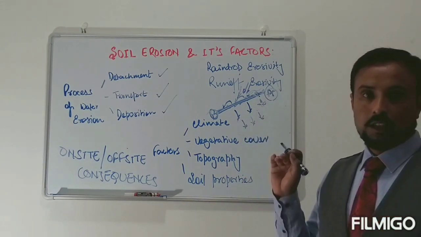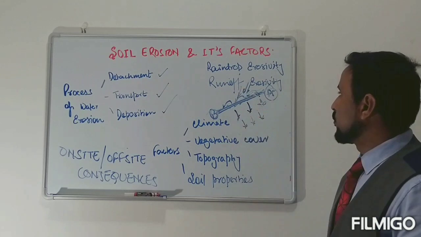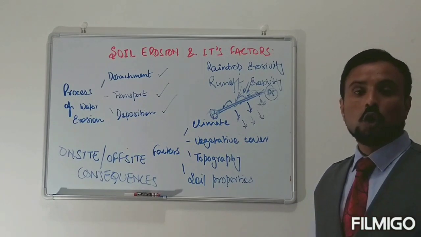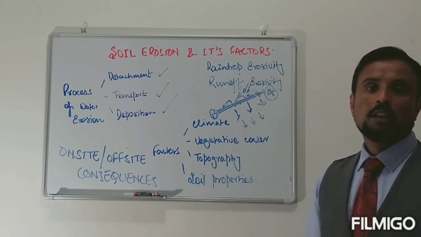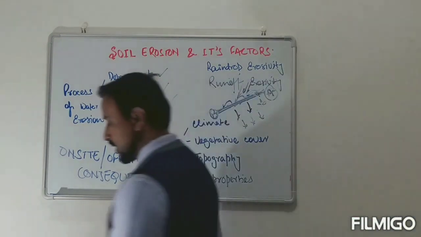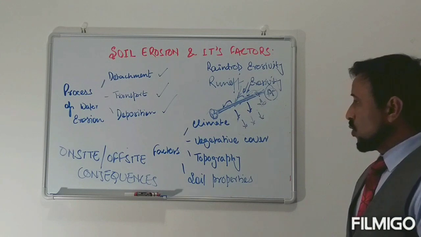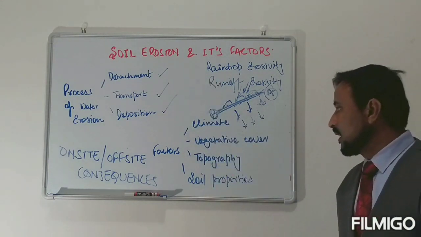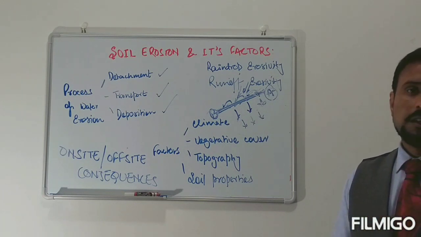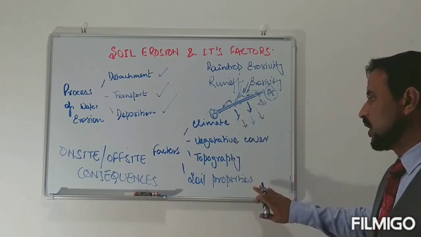The ability of rainfall to cause erosion is called raindrop erosivity, and the ability of runoff, the movement of water over land, to cause erosion is called runoff erosivity, right? So these are the two factors responsible for the processes I told you about, and there are certain factors which are responsible for water erosion, which are climatic factors, vegetative cover, topography, and soil properties.